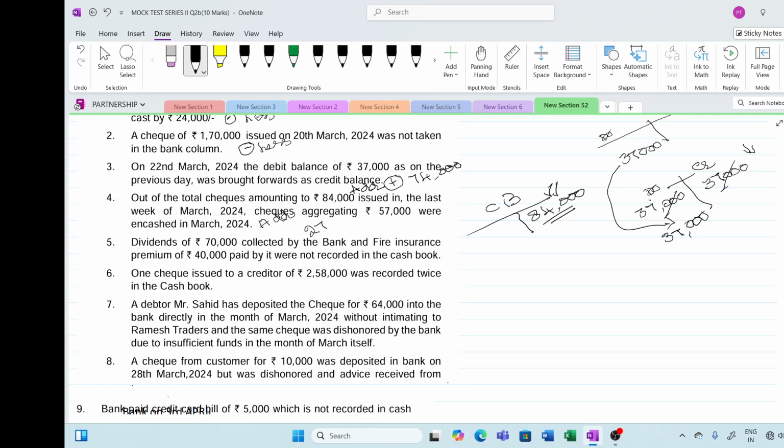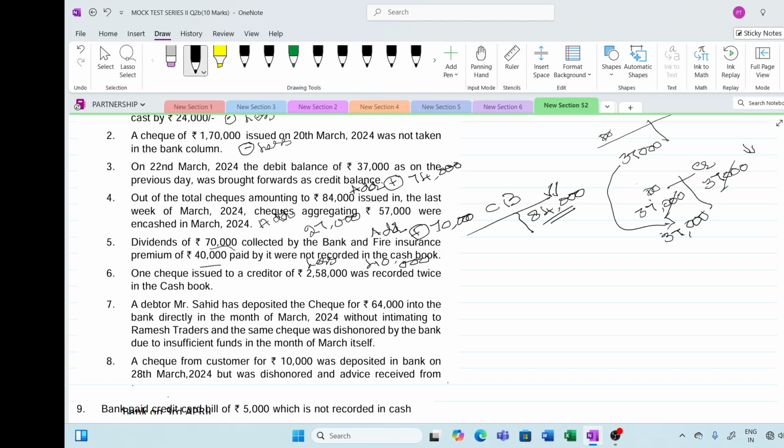Next one is dividends collected by the bank. This is a direct collection by the bank, for which there is no entry in the cash book. So you have to add it, because we are going to the bank book only. What they have done, we have to do that. They have added 77,000 because they received the amount and would have credited us, and they have paid 40,000, which would have reduced our balance, which we do not know because it is not recorded in the cash book. Less will be your 40,000.